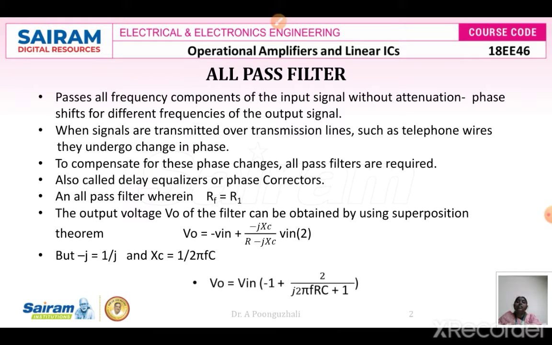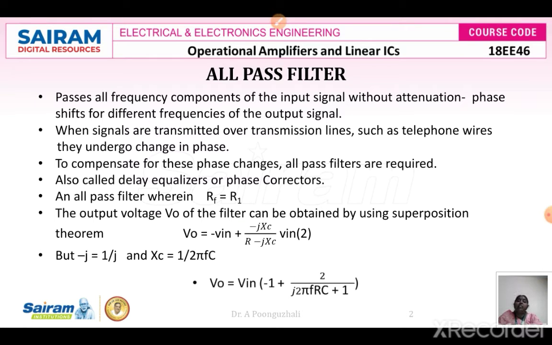So an all pass filter is nothing but it is going to pass all the frequency ranges of your input signal. Here in this case it is going to pass all the frequencies of the input signal without any attenuation. The only difference we can see is that the output is going to be phase shifted with respect to the input signal. So here we can see that they are going to have phase shifts of the different frequencies of your output signal.